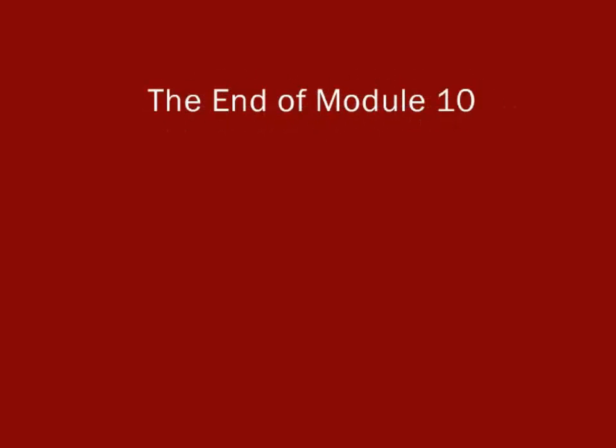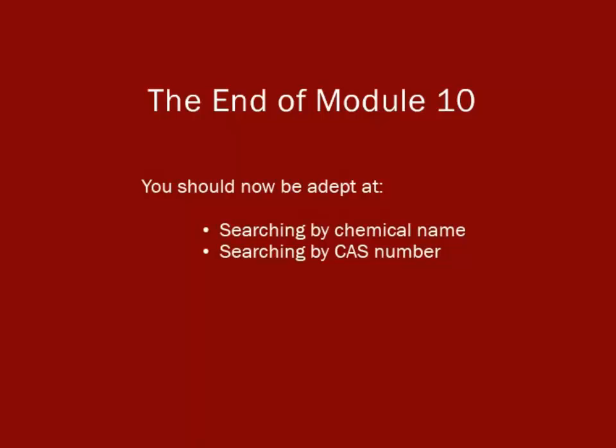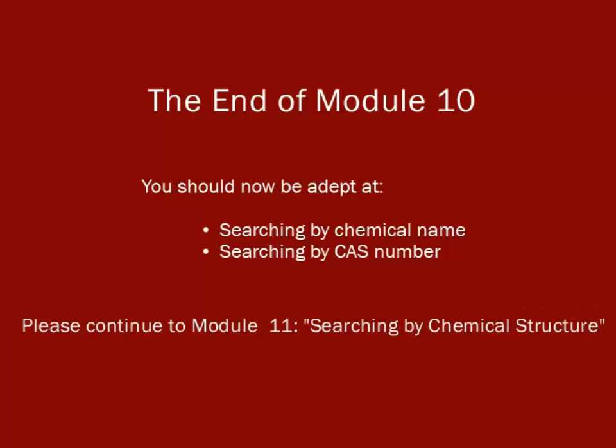You have reached the end of Module 10 and should now be adept at searching for reactions by chemical name or CAS number. Continue on to Module 11 to learn how to search by the chemical structure of a molecule.